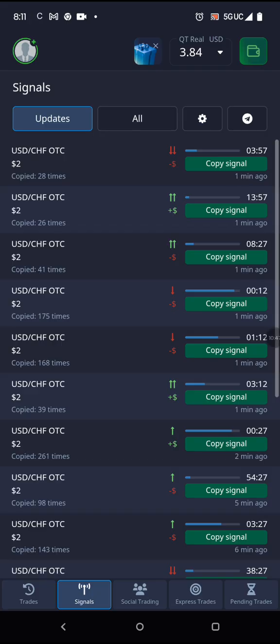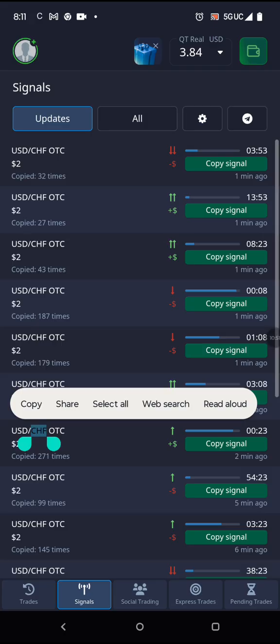Or like this one right here. It's got 27 seconds left on it, right? This one right here's got 27 seconds left on it.